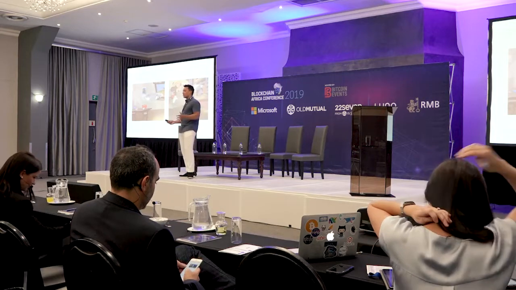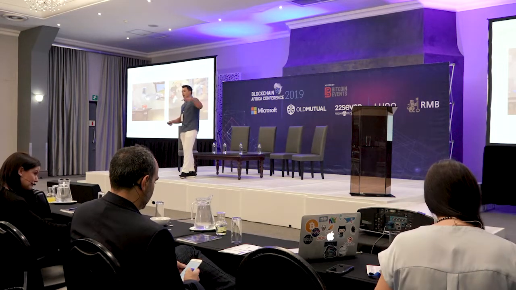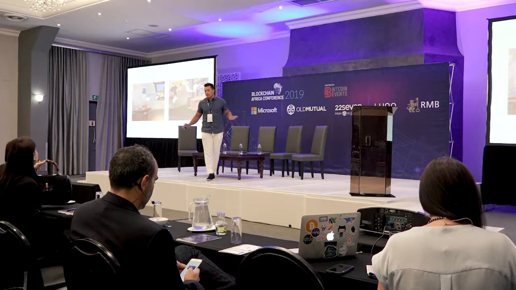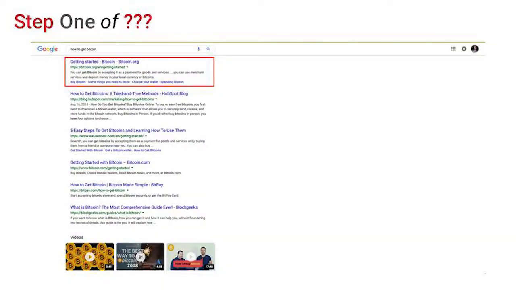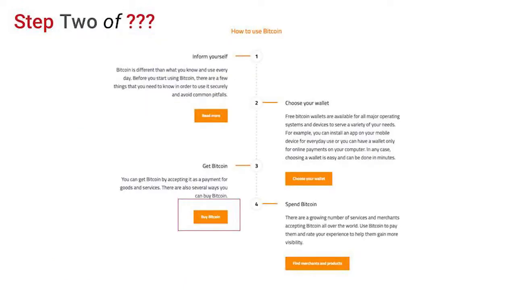So I actually took it upon myself. I wanted to do a little experiment and see how does Bitcoin onboard new users? If I was completely dry, if I had no knowledge of Bitcoin whatsoever, but I really wanted to buy Bitcoin, how would I start? I'd start at Google. How do I get Bitcoin? Of course, I'm going to click the first link, which is bitcoin.org. That looks pretty legit, right?